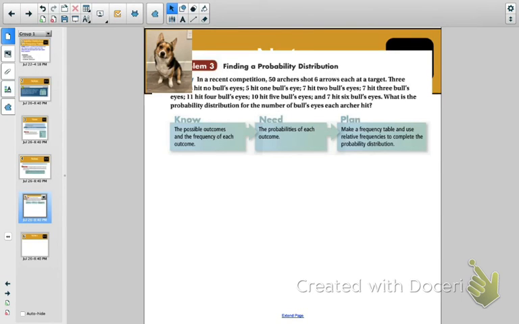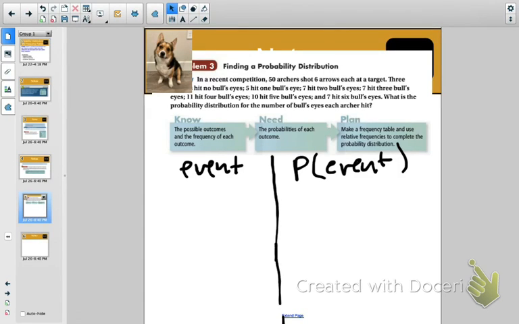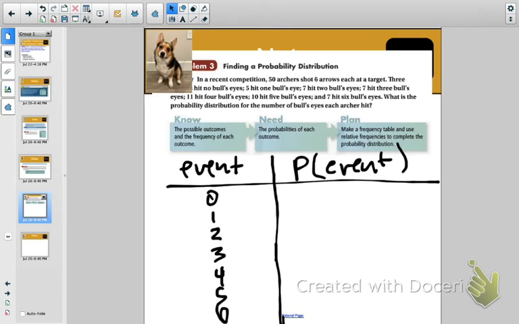So this would be basically your event happening and the probability of that event happening. So this is what a probability distribution really looks like. So you'd say 0, 1, 2, 3, 4, 5, 6, and then it would be something like this. Okay, so that's what it should look like. You have your event, whatever it is. In this case, you're hitting bullseyes. And then the probability of that event. Notice that all of these, if you add them together, should add up to 1, because that is 100%.